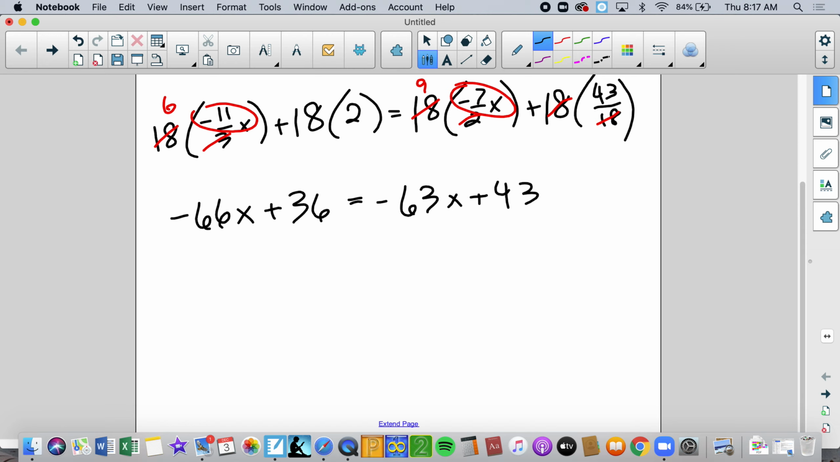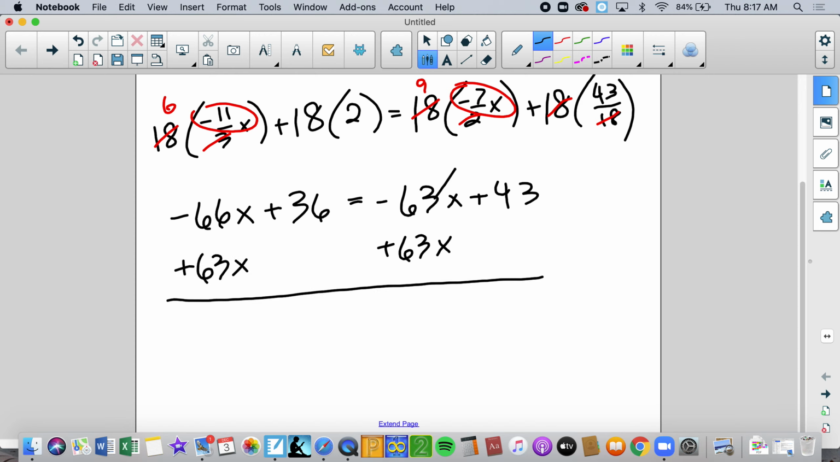Now, we did this earlier in the year where we have variables and constants on both sides of the equal sign. Remember, we always move the variable first. We want to combine and get the variables on the same side. I can move the variables to the left side, or I can move them to the right side. In this case, it doesn't really matter. I'm going to move the variables to the left side, so I'm going to cancel out the variables on the right side. These cancel, and that leaves me with negative 3x plus 36 equals 43.